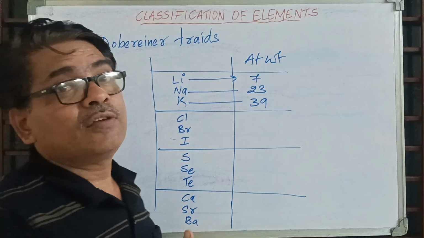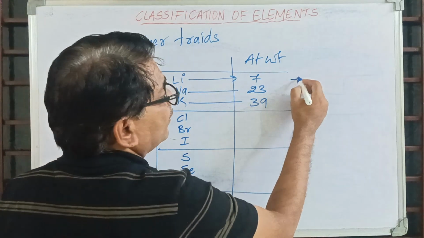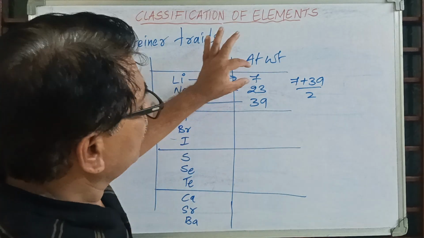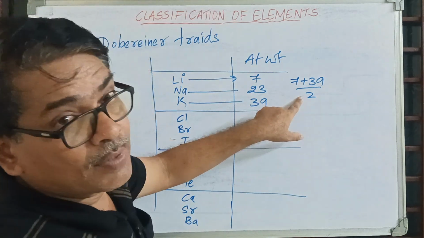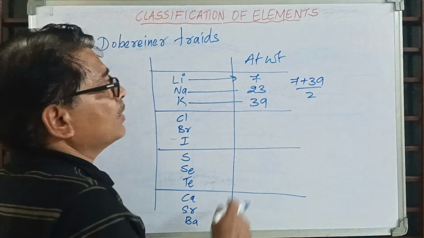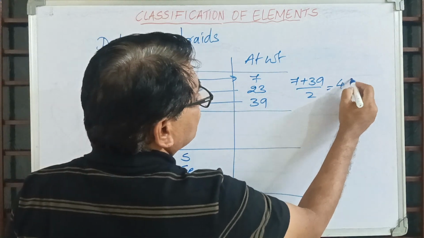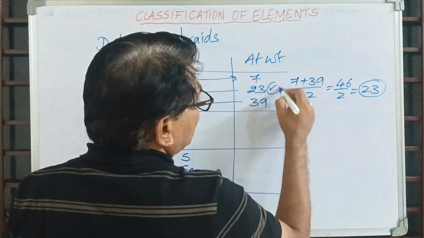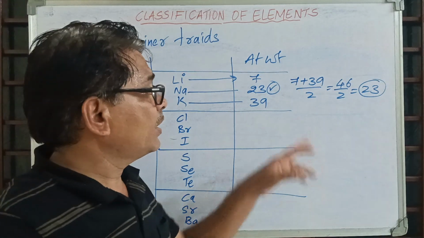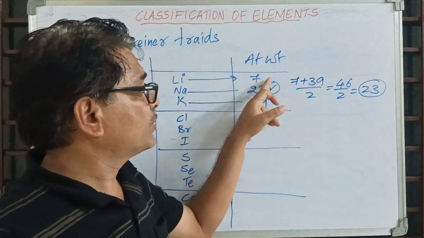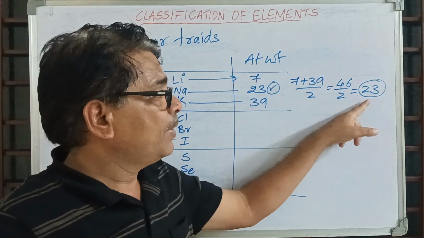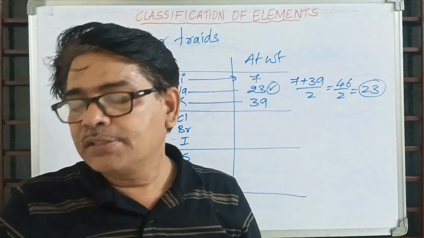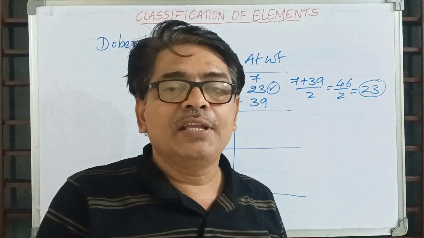Now, what is the logic involved in this? The average atomic weight of the first and the last. I am taking two quantities, therefore I am dividing by 2. So 7 plus 39 is equal to 46, divided by 2 is equal to 23, and this 23 is the middle one. So what do you understand? The average atomic weight of the first and last is equal to the middle one. This was the logic behind Dobereiner triads, and this started in the year 1817.